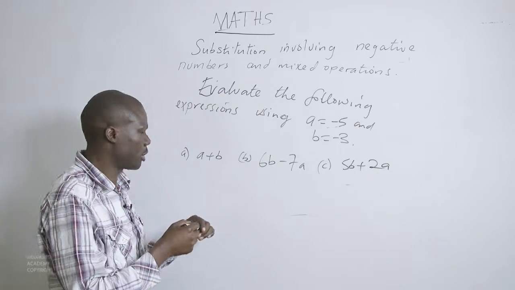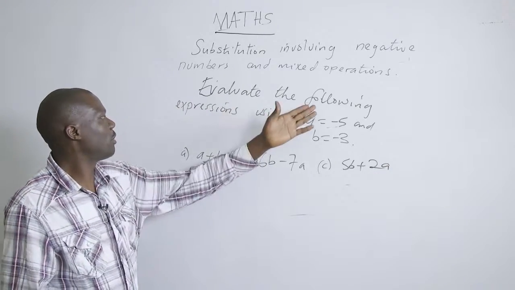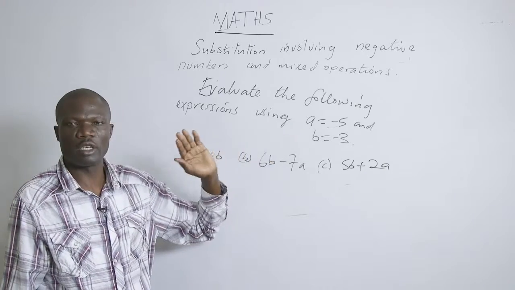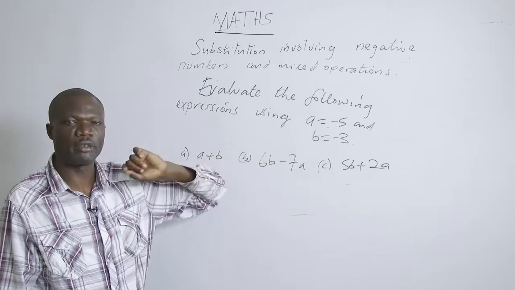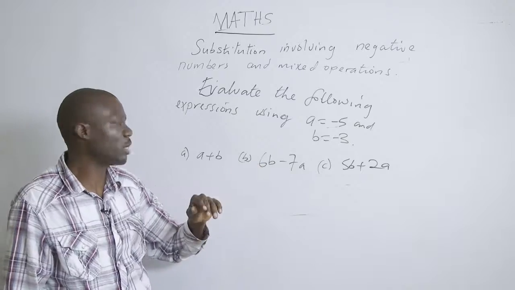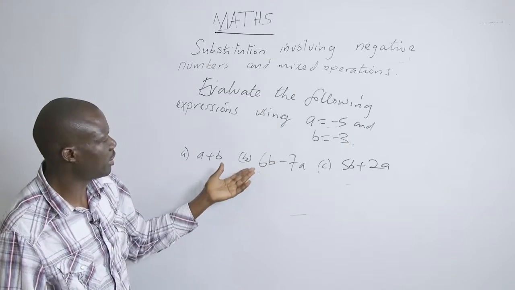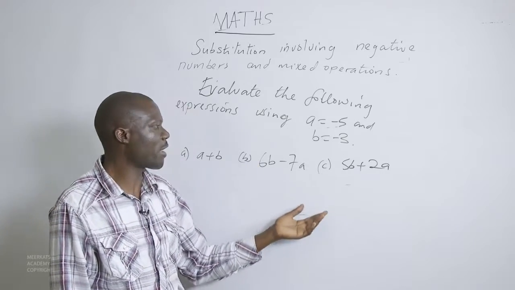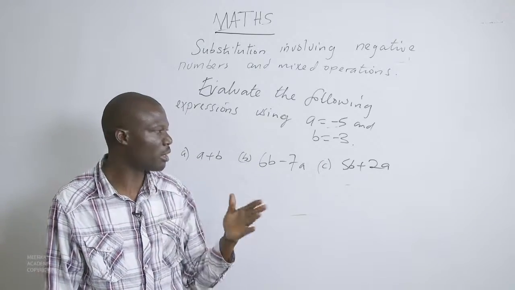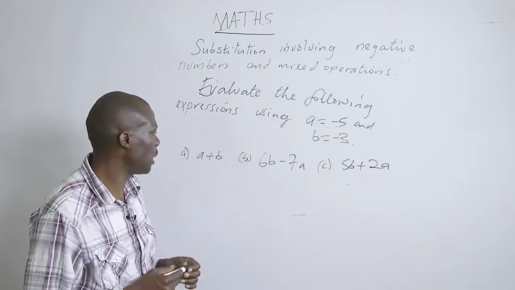Now we have the question. Evaluate the following expressions using the values a is equal to -5 and b is equal to -3. The first expression is a plus b. Second one is 6b minus 7a, and the last one is 5b plus 2a.